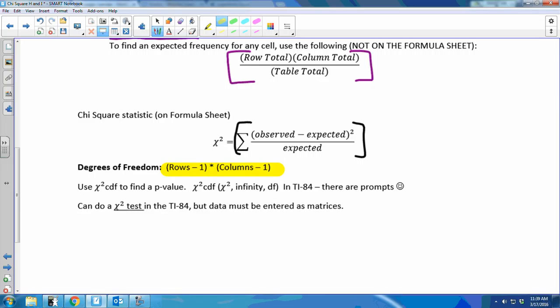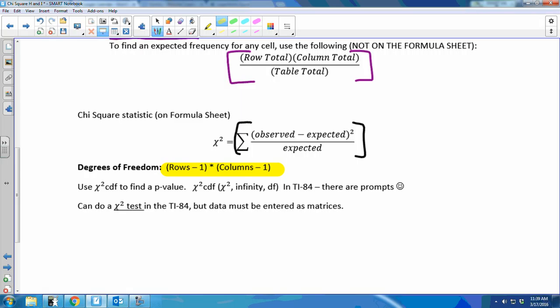Okay? And again, if you have your chi-square, you can use chi-square CDF to figure out your p-value. And again, for chi-square, the lower boundary is always, always, always your chi-square value. Okay? Question. We're going to do some examples, but general questions. And the last step is the conclusion. That's the same we've been doing forever.